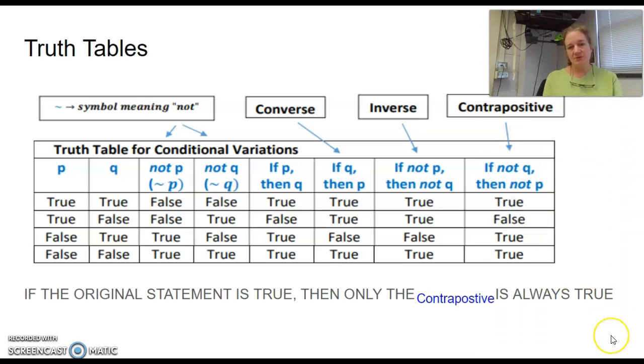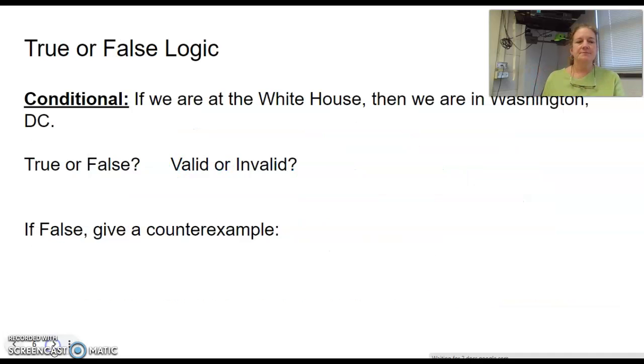I'm going to put my face up there so you can see what I'm doing. Okay? That's all I need you to get out of that table. Okay, so if the original statement is true, if the conditional statement is true, then the contrapositive is also true. Because it's a negative negative, which makes it back into a positive.